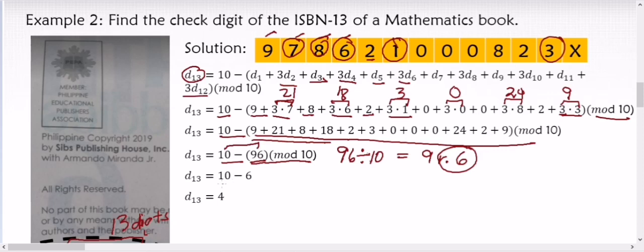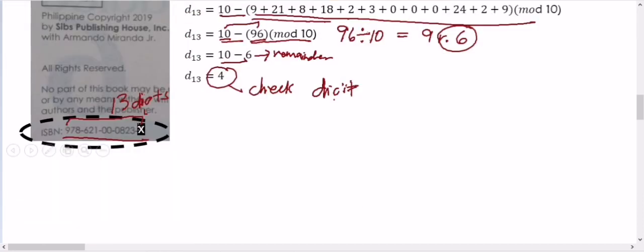So, we have 10 minus 6. Kinopya lang yung 10 dito. Then, yung minus 6 is the remainder. Ito yun. Ito yung nakuha. So, the remainder is equal to 6. So, 10 minus 6, that is equal to 4. 4 is our check digit. So, that's it. Ito yung X na to, yan yung hinahanap natin. So, the value of that is equal to 4.